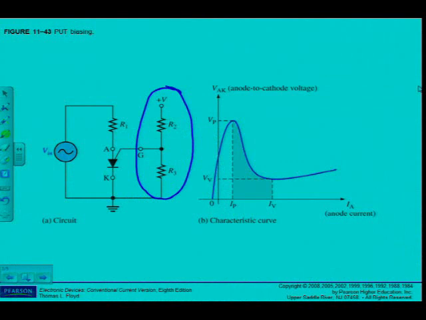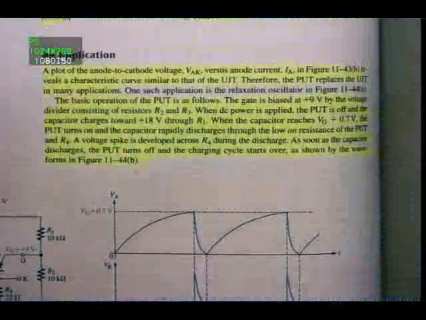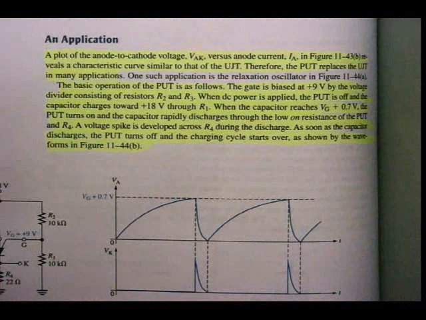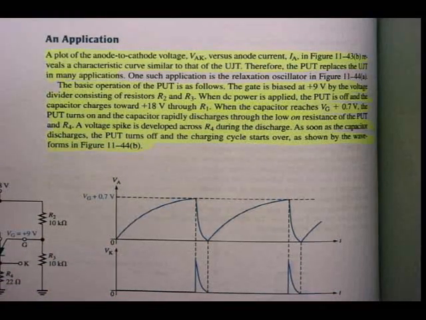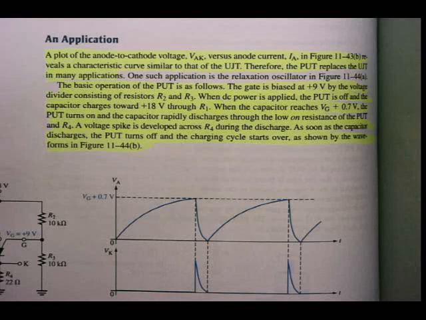And there's the characteristic curve of this device. So you have to be familiar with the characteristic curve of this device as well. The device turns on, and it remains on as long as the voltage remains higher than VG, the voltage of my voltage divider. Anyway, let's have a look at an application on page 578. A plot of the anode to cathode voltage VAK versus anode current IA in figure 11-43B reveals a characteristic curve similar to that of the UJT.